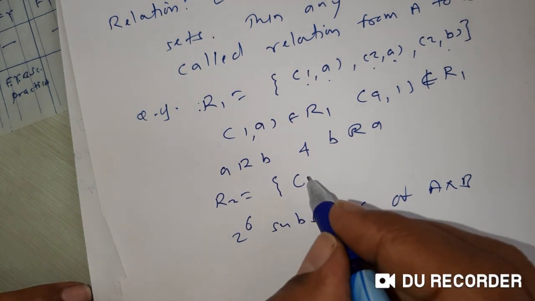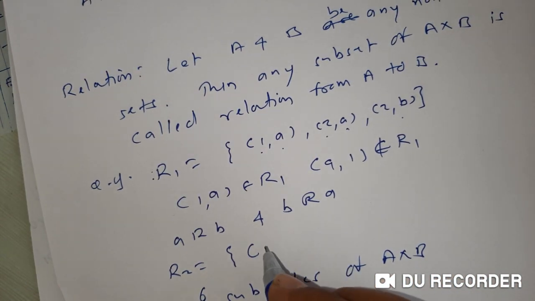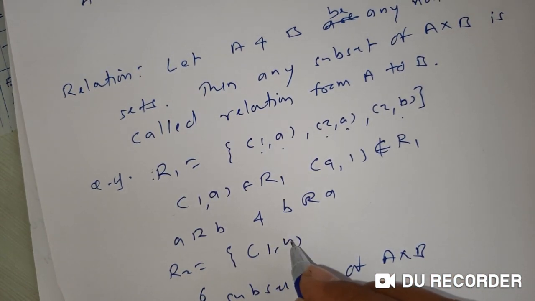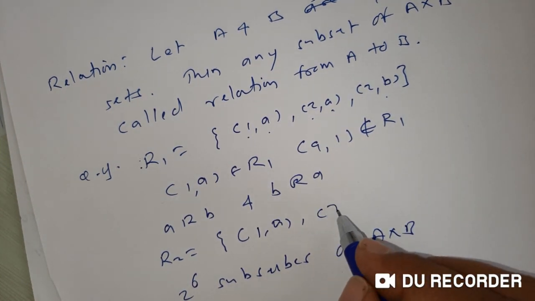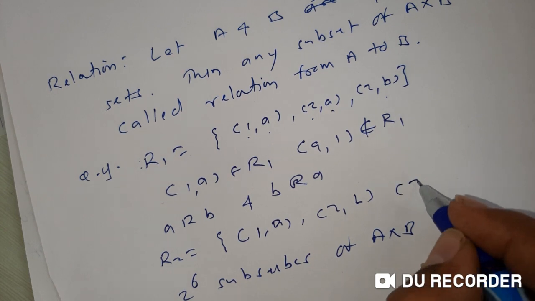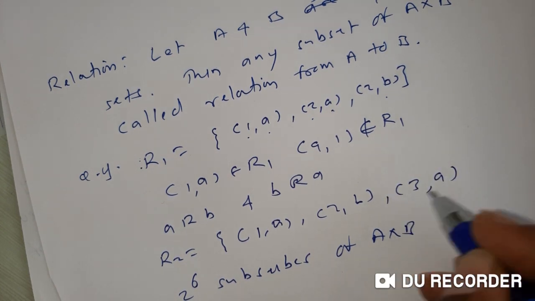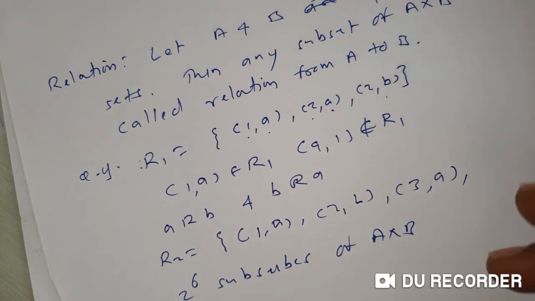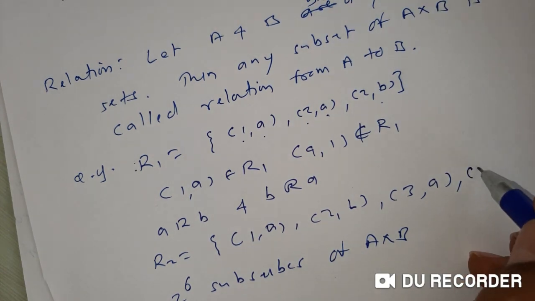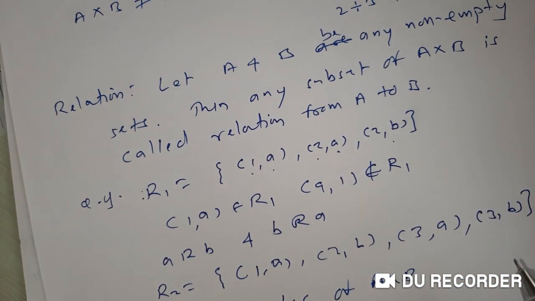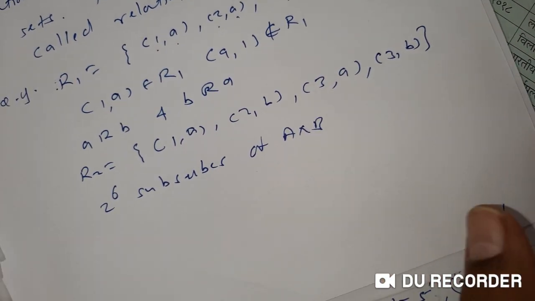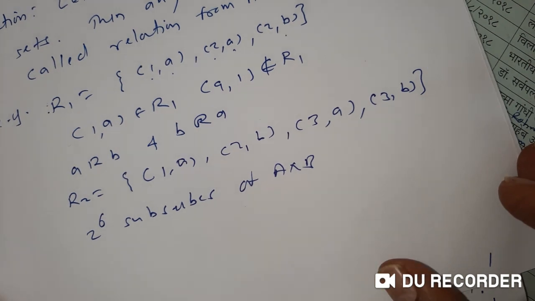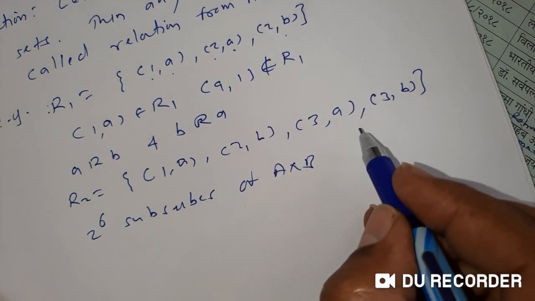So we can take another relation, suppose 1a, then 2b and 3a. Also we take the element 3b. So these are the 4 elements from this set A cross B. So this is one of the relations from A to B.